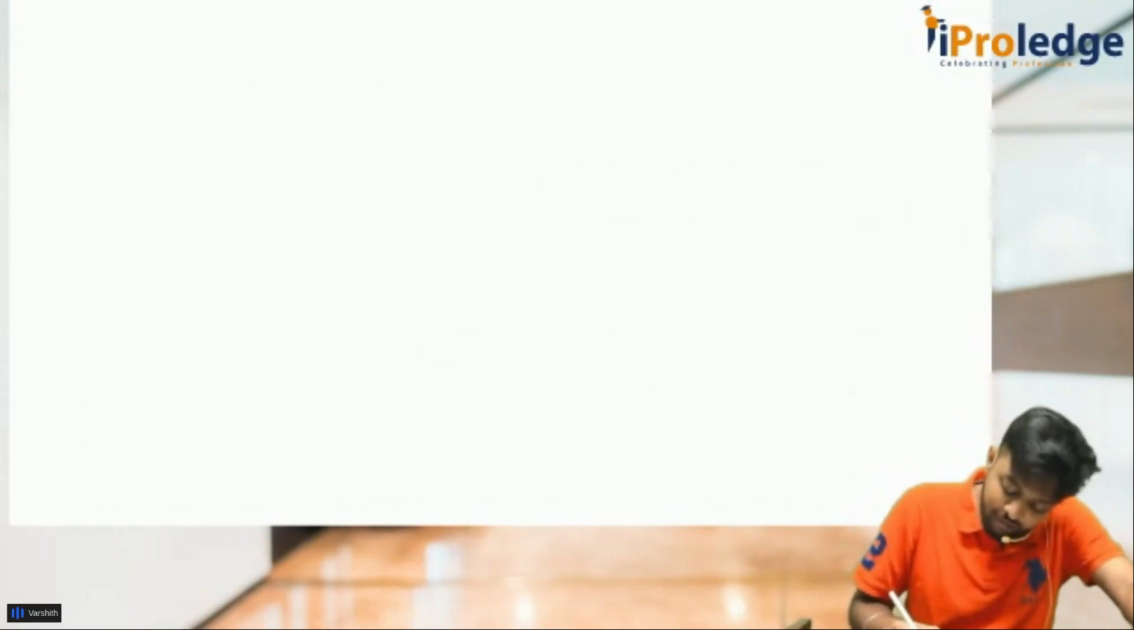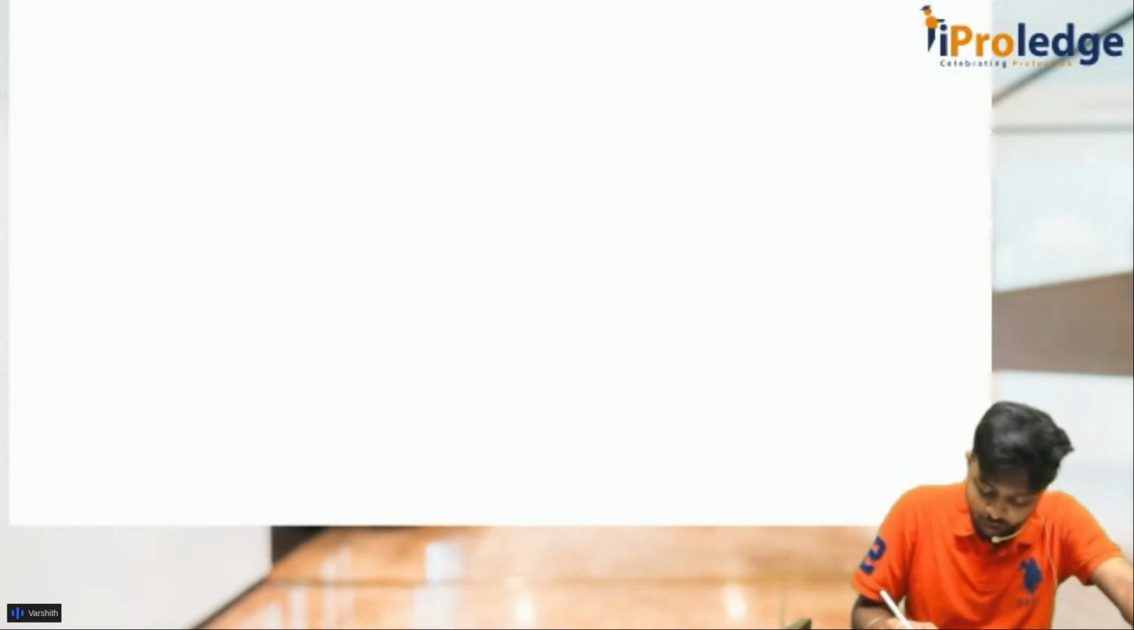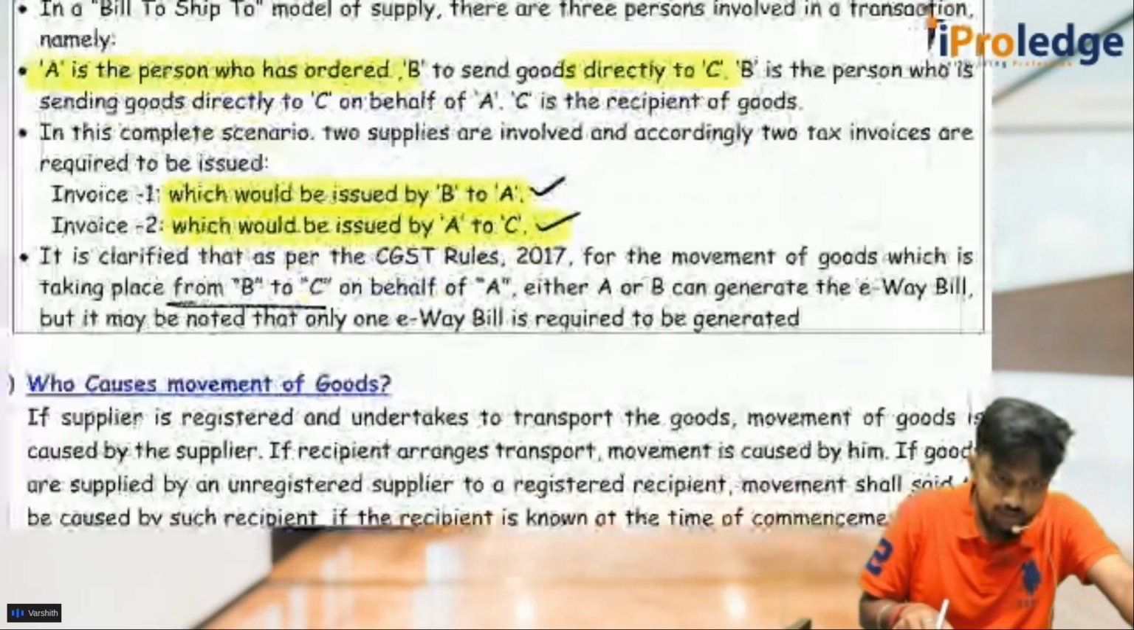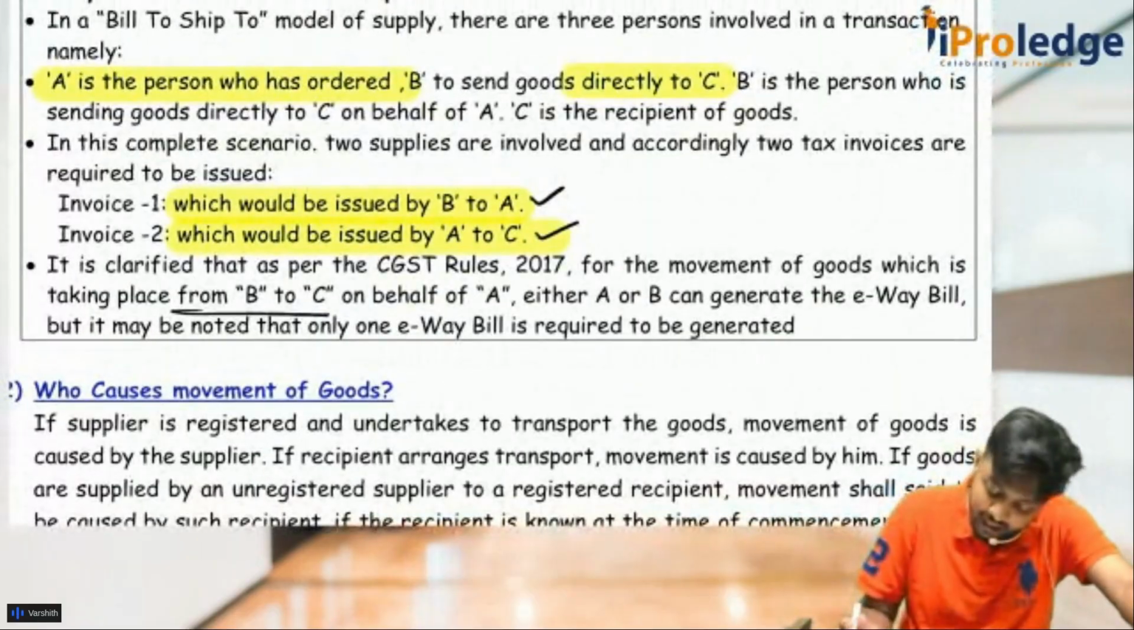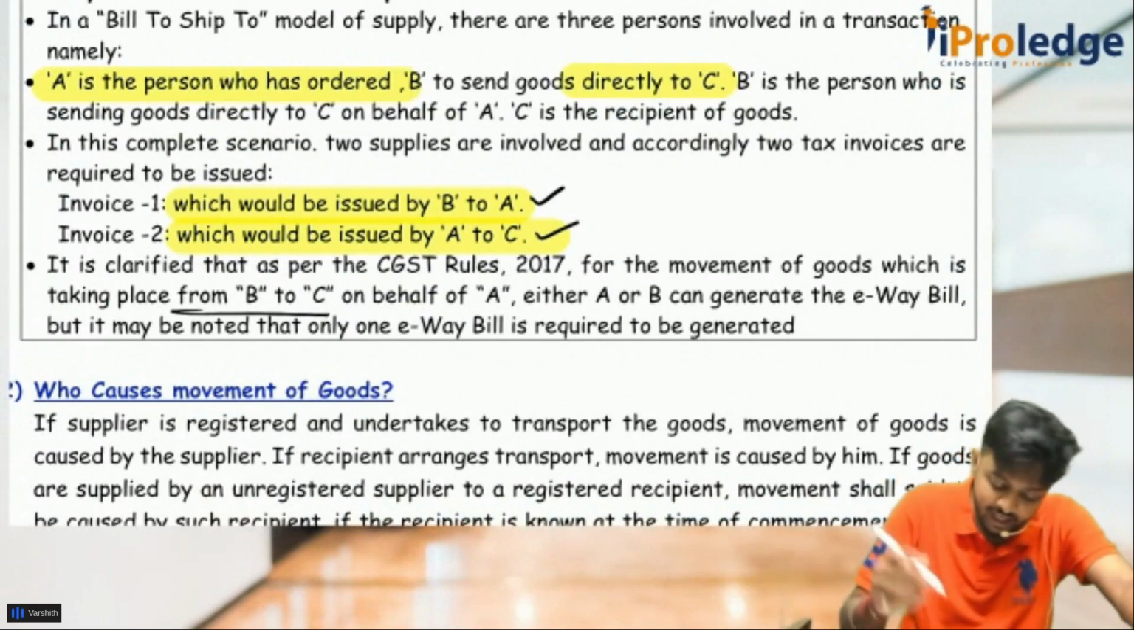So one invoice will be from B to A, one more invoice will be from A to C. It is clarified that as per CGST rules, for the movement of goods which is taking place from B to C on behalf of A, either A or B can generate the e-way bill, but it be noted that only one e-way bill is required.